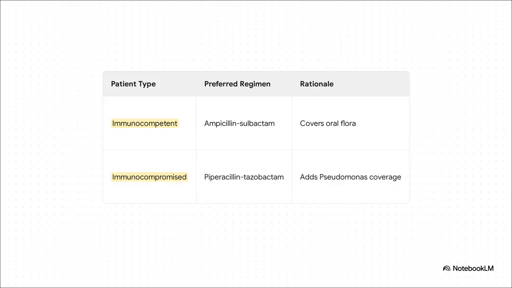Now, of course, antibiotics are a crucial part of the plan. For your typical healthy patient, something like ampicillin-sulbactam is your workhorse. Think of it like a shotgun. It has great coverage for the usual oral suspects. But if you're dealing with a severely immunocompromised patient, you need to bring out the big guns. That's when you reach for something like piperacillin-tazobactam or a carbapenem. You just need that much broader coverage.